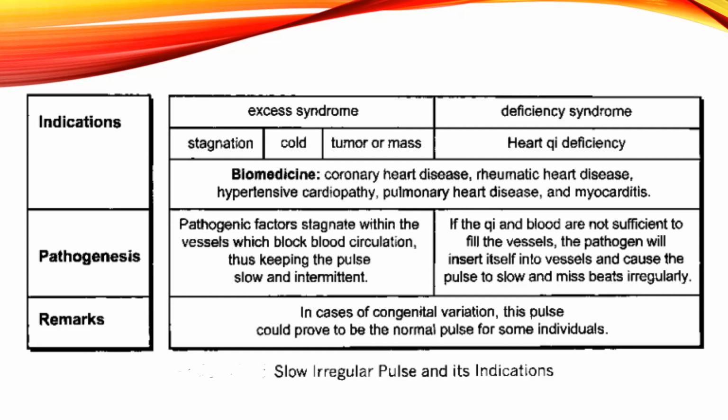Then, sa Chi deficiency syndrome naman, if the Chi and blood are not sufficient to fill the vessel, so kung kulang po yung dugo, hindi niya napupuno yung blood vessel natin, yung pathogen po pumapasok dun sa ating vessel. Halimbawa yung cold, then it encodes the pulse to slow and miss beats irregularly. Pumapasok po dun sa mismong blood vessel natin. Remarks. In cases of congenital variation, this pulse could prove to be the normal pulse for some individuals. Kung may congenital variation daw po, is normal.